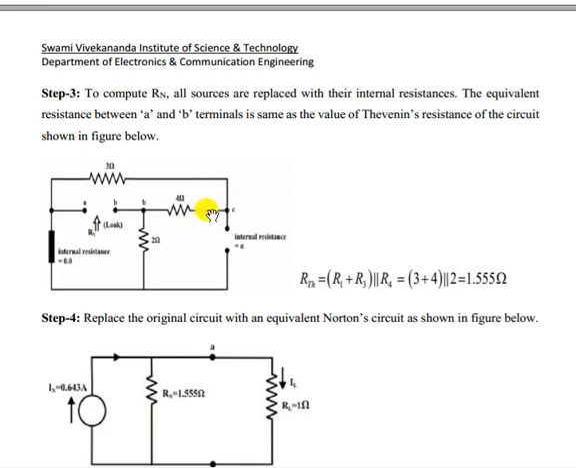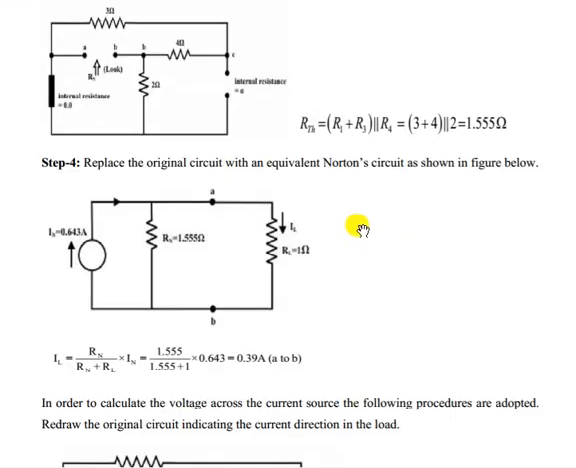ohm resistor is in series with 3 ohm, because no current is flowing through this path as it is open circuited. So R1 plus R3 parallel with R4. So we got this value. Now we can draw the equivalent Norton theorem circuit. So current source IN or ISC, RN in parallel with that, and RL. Then we can find out IL by applying the simple current division rule.